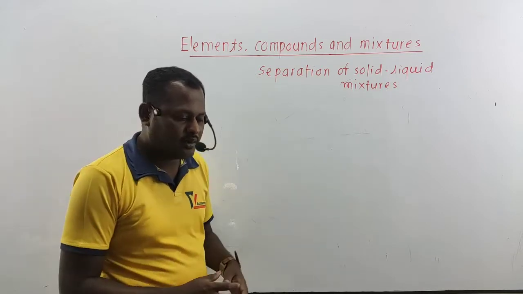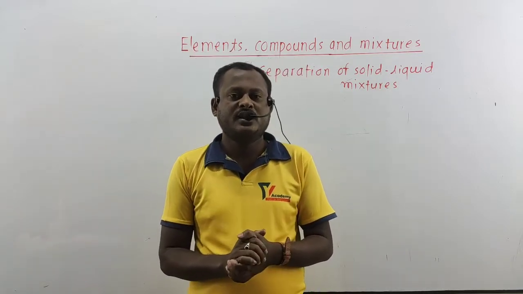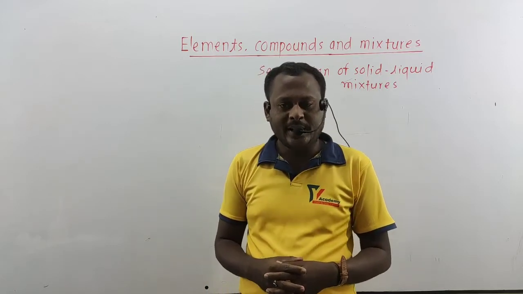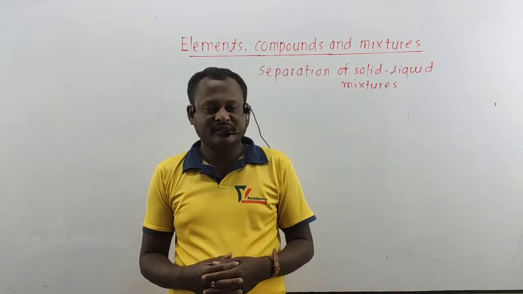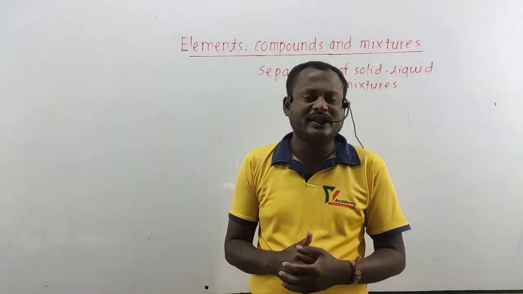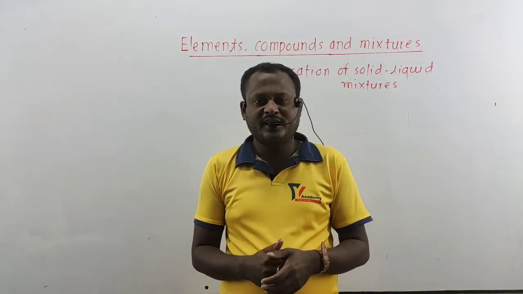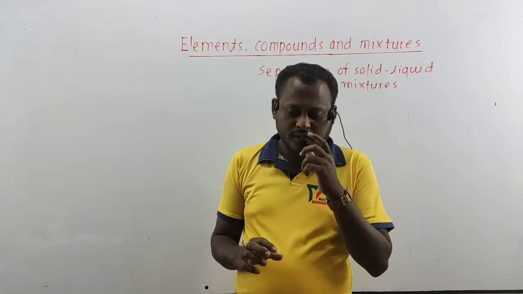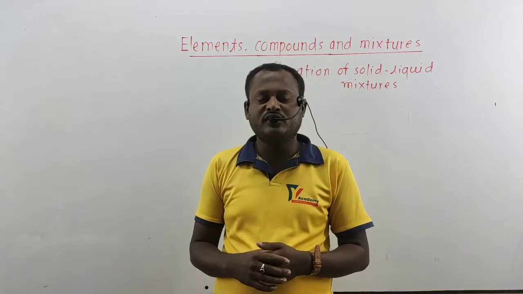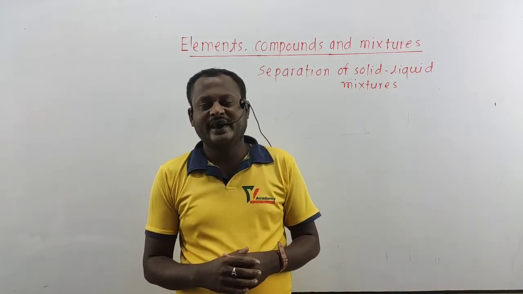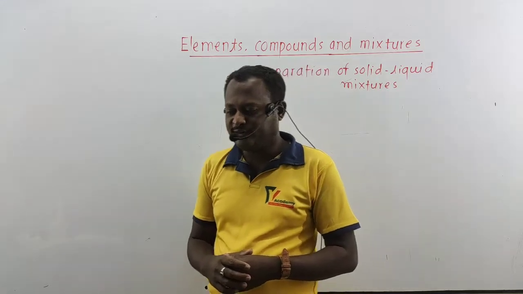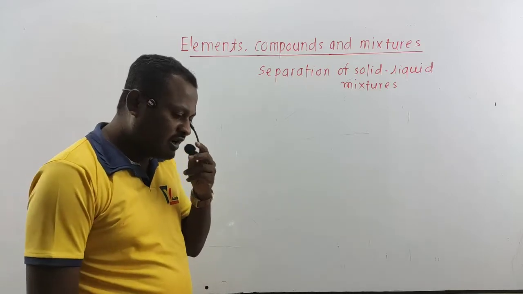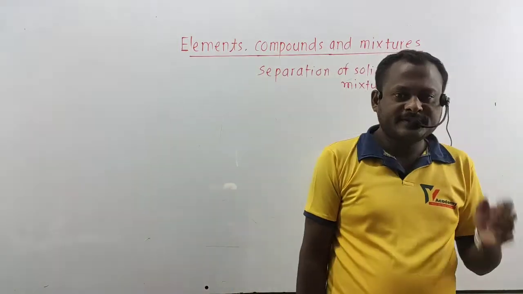In the previous lecture, the methods for separating solid mixtures that we studied were hand picking, winnowing, sieving, threshing. These all are the methods which are used to separate solid mixtures. In a solid mixture the components in the mixture are in the solid state, and that is why we call it a solid mixture. So in this lecture we will discuss different methods of separation of solid liquid mixtures.